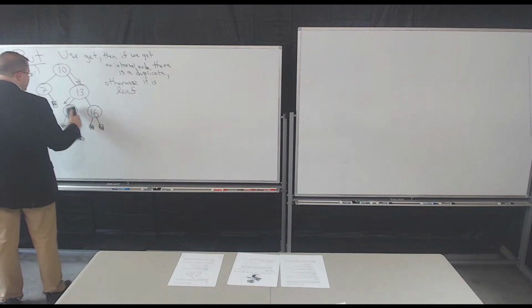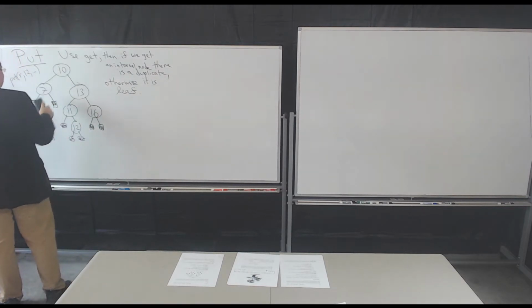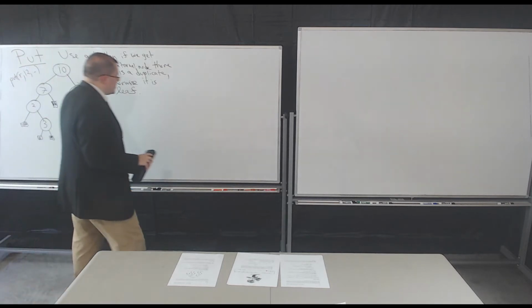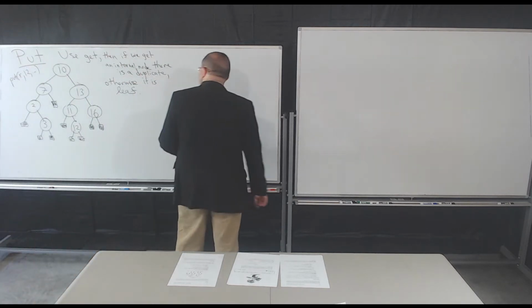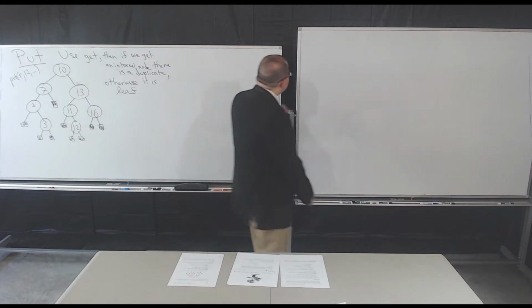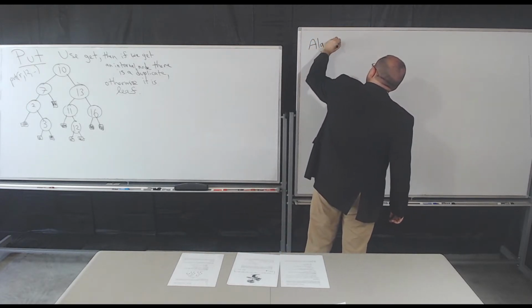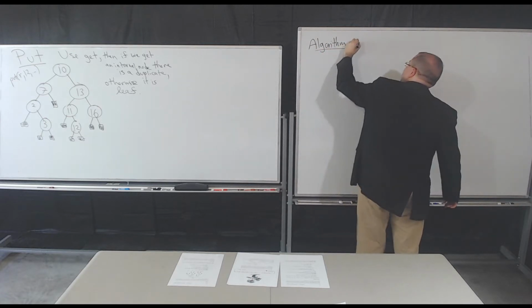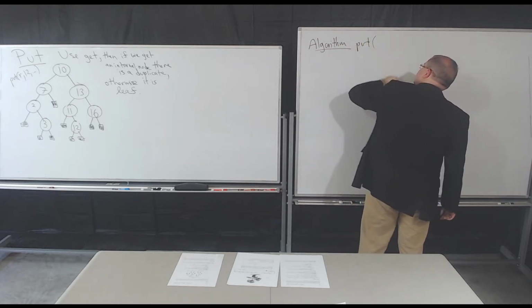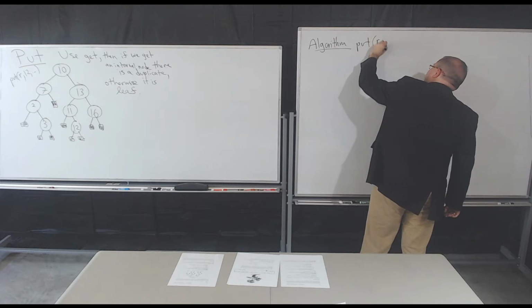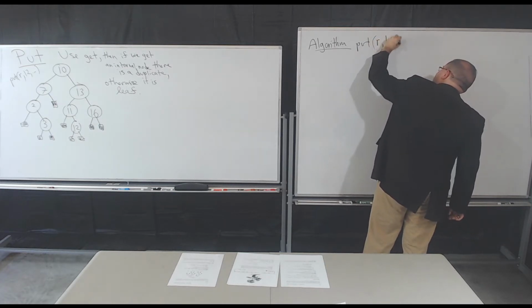Because we're going to reuse this tree several times today, I'm just going to erase the arrows. Let me write down the algorithm as pseudocode. Put. So I'm going to take the root R. I'm going to have my key and some data.